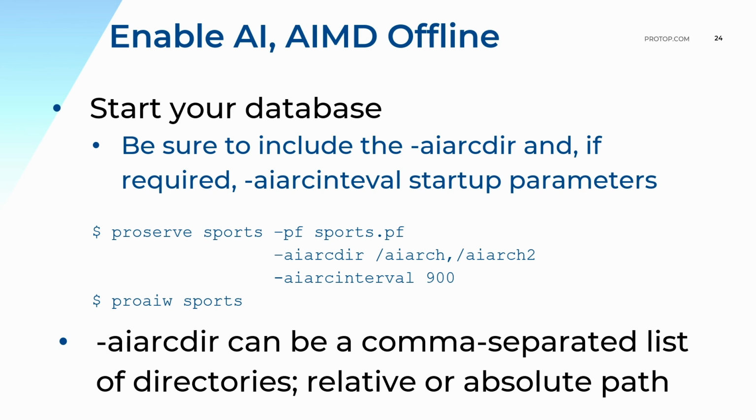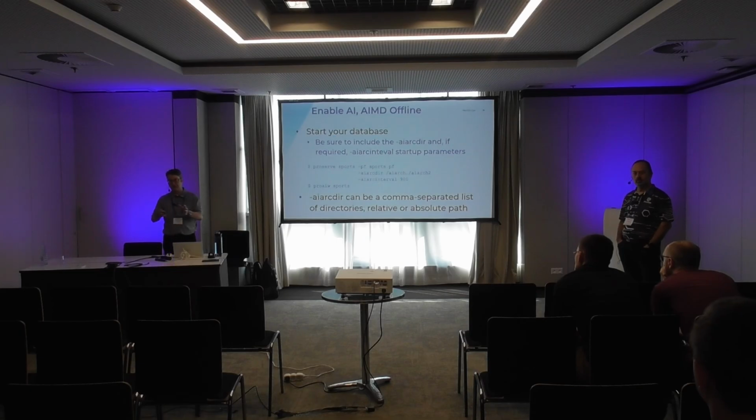Right, so the next step, having done that offline, is that you're going to start your database. There are a few parameters that you can specify that are specific to this. So we've got aiarcinterval and aiarcdir. So this is the directory that's a required parameter. So that says where should the AIMD copy the files to? What is that safe location that it's going to put the files in? So you can specify one directory. You can also specify a comma-separated list.